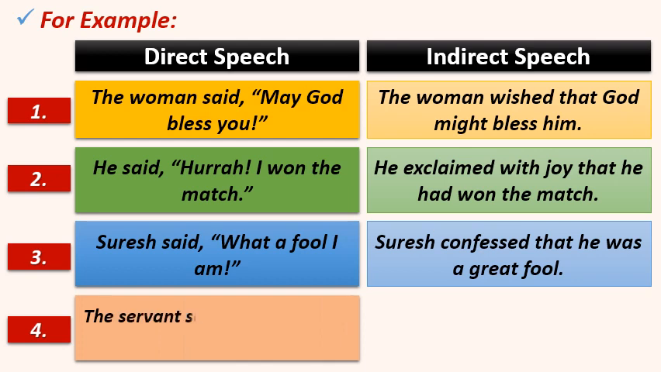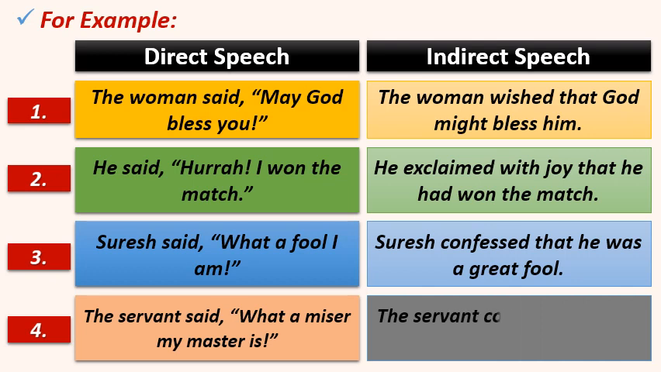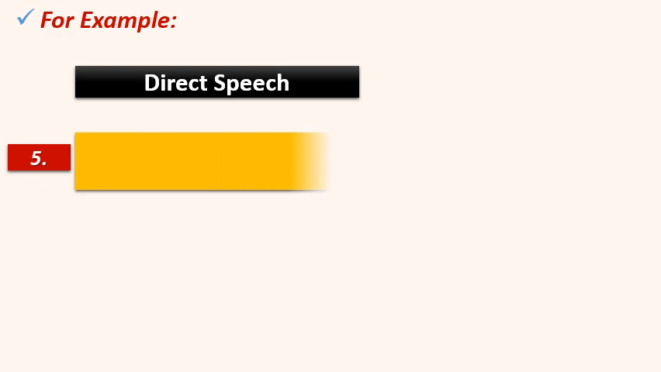Now let us see fourth example. The servant said, comma, inverted commas start, what a miser my master is, exclamation sign, inverted commas close. So when we convert it into indirect speech, the sentence will be, the servant confessed that his master was a great miser. Now let us see more examples to clarify how to change exclamatory sentences from direct to indirect speech.